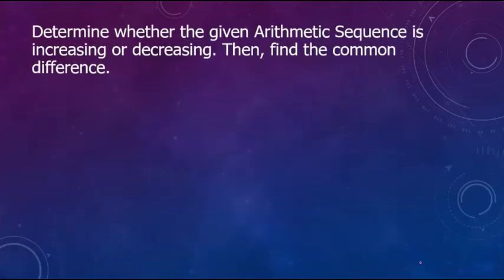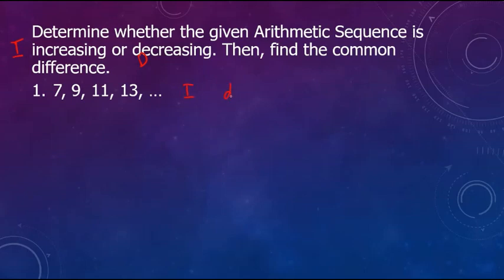Okay. O, determine whether the given arithmetic sequence is increasing or decreasing. And then find the common difference. Number 1, we have 7, 9, 11, 13. Is it increasing or decreasing? O, let us use I for increasing. And let us use D for decreasing. 7, 9, 11, 13. O, sige, dyan pa lang. Pag pinagmasdan nyo, di ba, pataas.